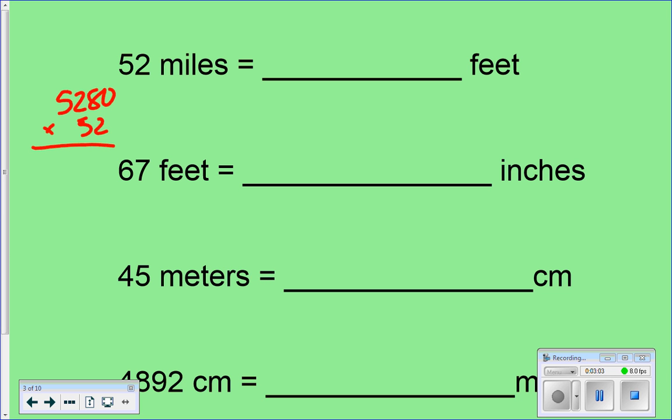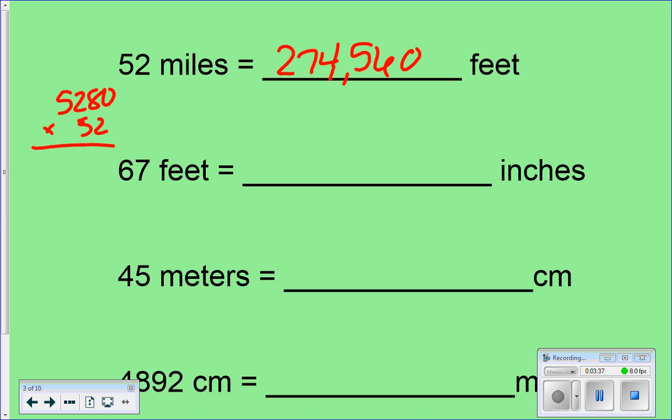There's only 12 problems, 13 problems. It's not bad. So it should be 274,560. Okay, so that's how many feet are in 52 miles. That's a long ways. That's like from my house to Sioux City. 274,000 feet. That's crazy, isn't it? Remember, a foot's just 12 inches. That's 200,000 of them from my house to Sioux City. That's crazy.